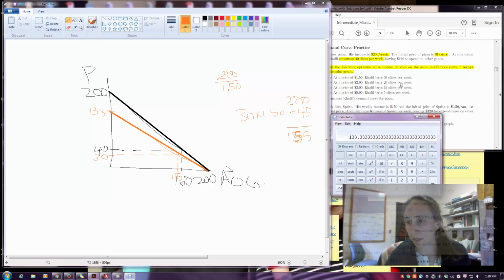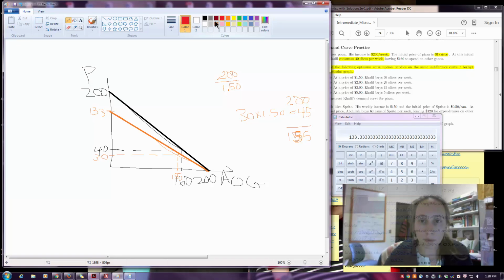Okay, let's do one more together here. What if the price of pizza goes to $2? At $2, he can afford, at most, to buy 100 slices of pizza. The price of all other goods has not changed. So let's draw this line from here to here. If this is his budget constraint, he chooses 15 slices of pizza.